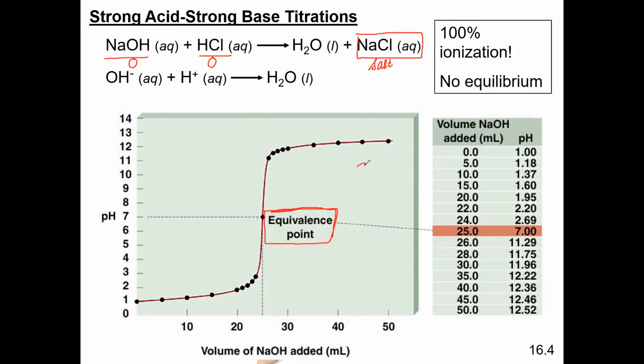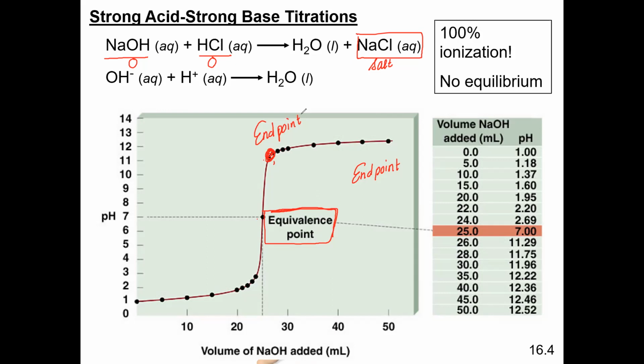And what was the meaning of endpoint? Endpoint is this. Endpoint is when there is a change in color of the indicator, because the indicator is pH sensitive. So under different pH ranges it is going to show you different colors. At low pH, the color is different. At high pH, the color is different. So this is the endpoint.